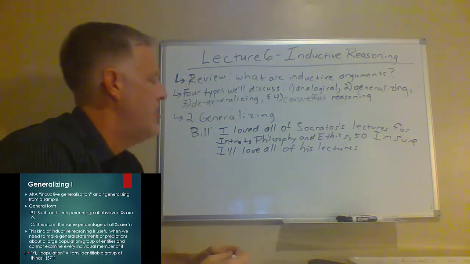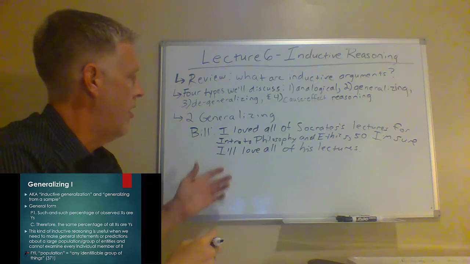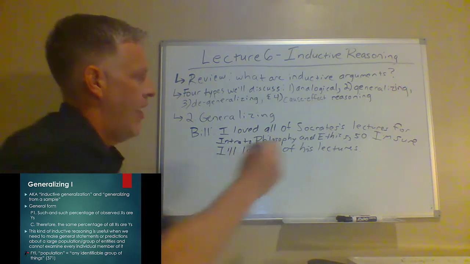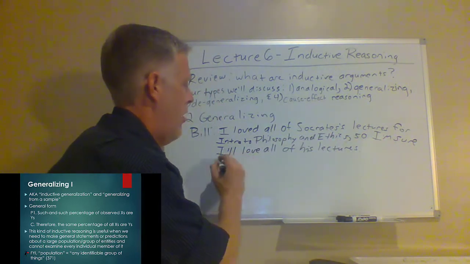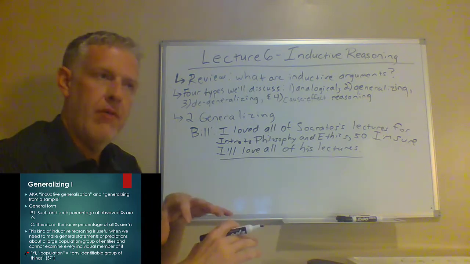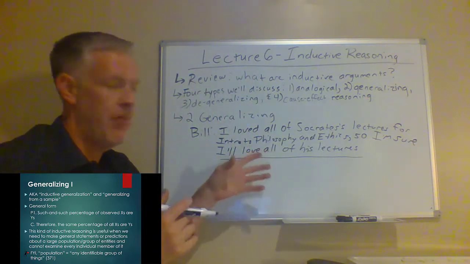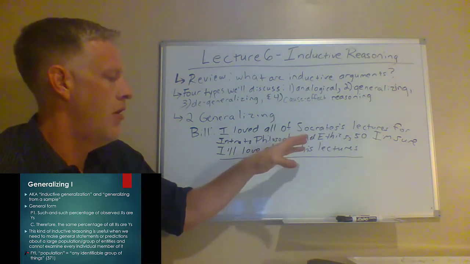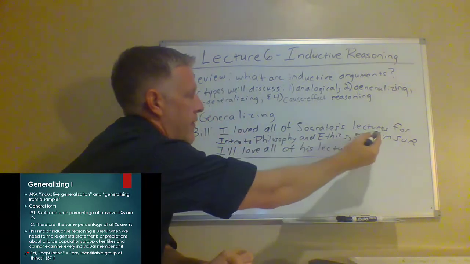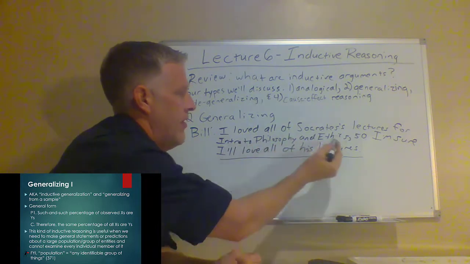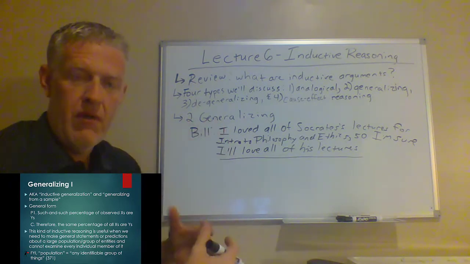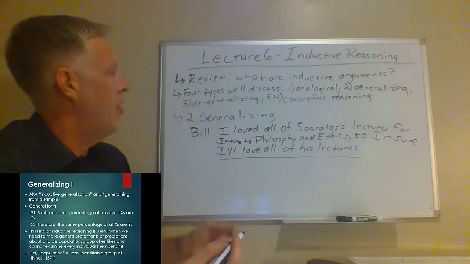So what he's done is offer an inductive generalization. He's engaged in generalizing, this type of inductive reasoning. He's come to the conclusion that he'll love all of Socrates' lectures, and it's based on, so he's saying something's true of a population, or in this case, what's the population? All of Socrates' lectures, and he's basing it on a sample, a portion of that population, specifically his experience of Socrates' lectures for Intro to Philosophy and Ethics. So he's offered an inductive generalization, a form of generalizing reasoning here.